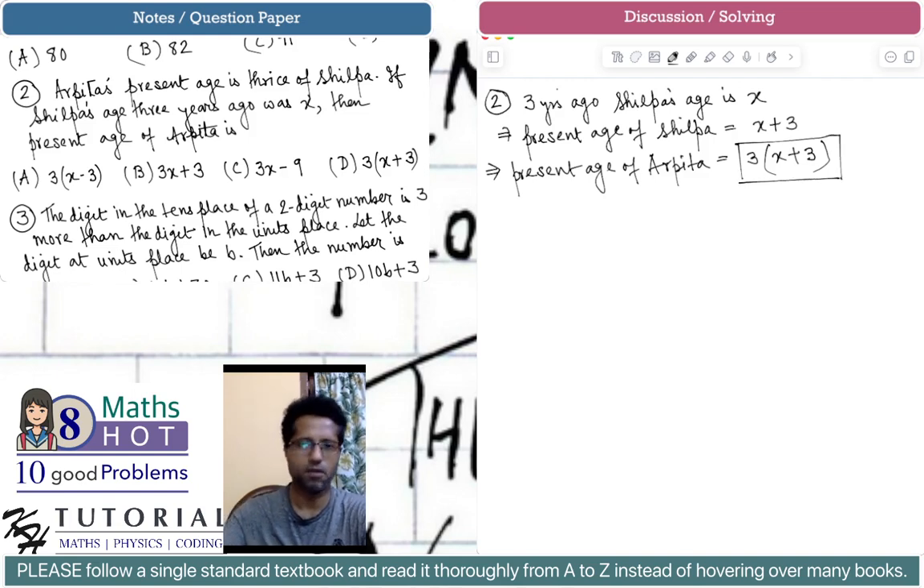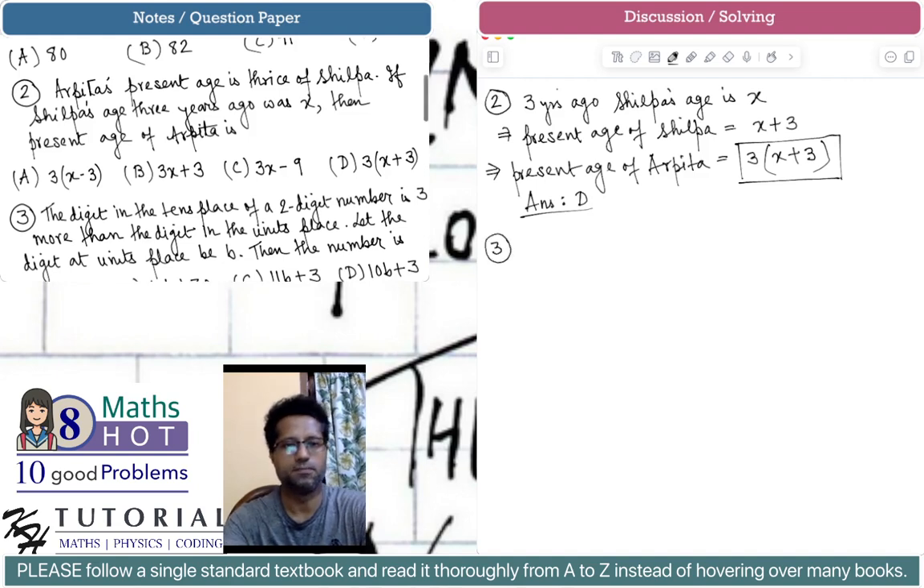So this problem was not really to solve a linear equation, but to check whether you can understand the problem statement and create the appropriate equation based on the unknown. So the correct choice is D. D is the correct choice.